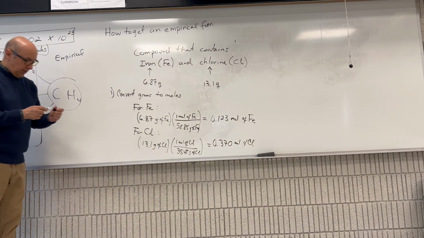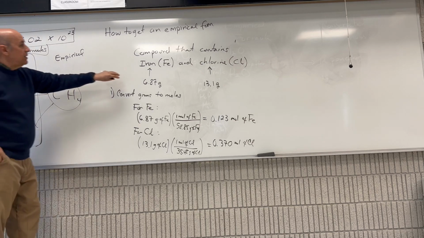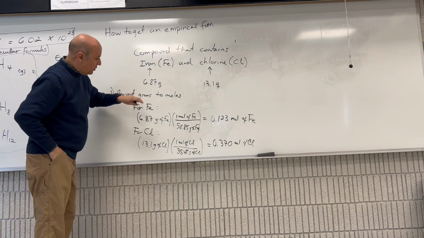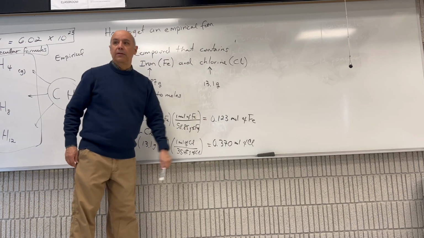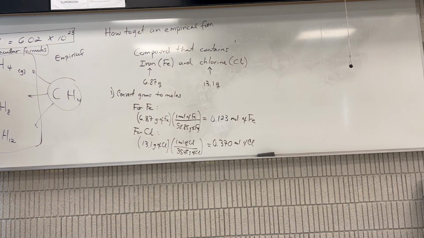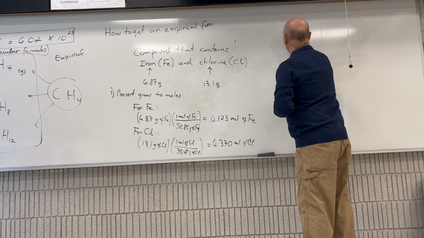Now we're not there yet, but now we know from this chemical analysis the ratio of iron to chlorine in moles. Remember, the formula of any compound is a ratio in moles. 1 to 4, that's all it is, a ratio of one chemical to another.